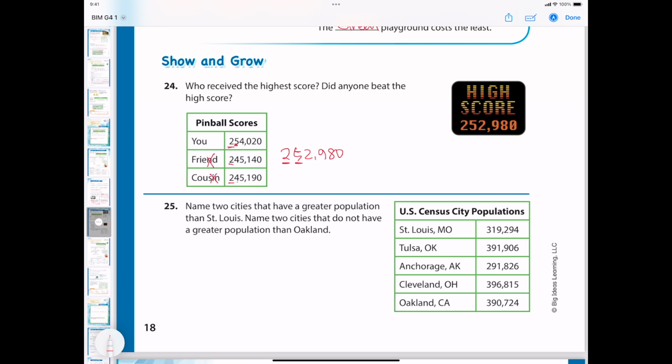Let's compare yours and the previous high score. And you got 4,000 compared to 2,000. So you beat the person who got the high score before. So, yes, the answer is what? Who received the high score? You. And did anyone beat the high score? Yes. You beat it.